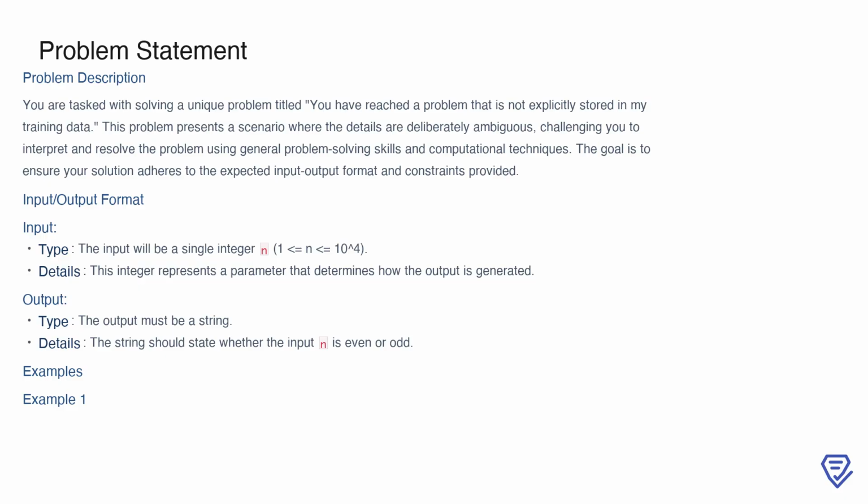The main objective is to determine whether a given integer, n, is even or odd, and return the result as a string. The input to the problem is a single integer n, which falls within the range from 1 to 10,000. The output, in turn, is a string that explicitly states whether the number is even or odd. By adhering to this format, your solution should successfully operate within the provided constraints.